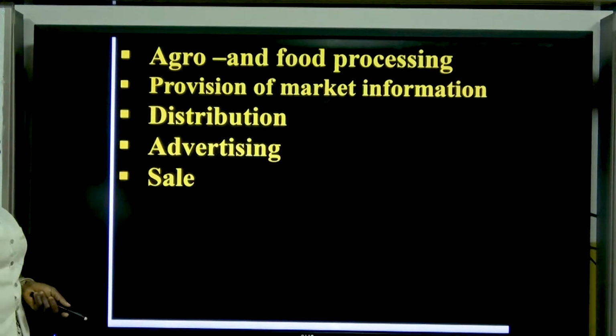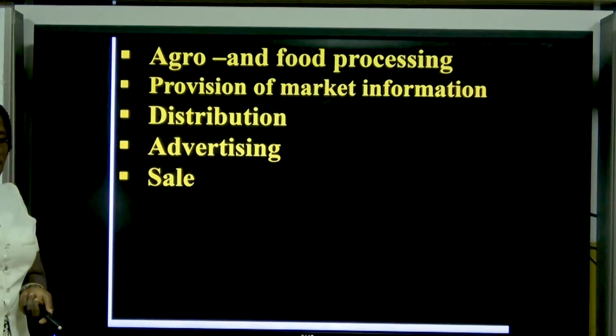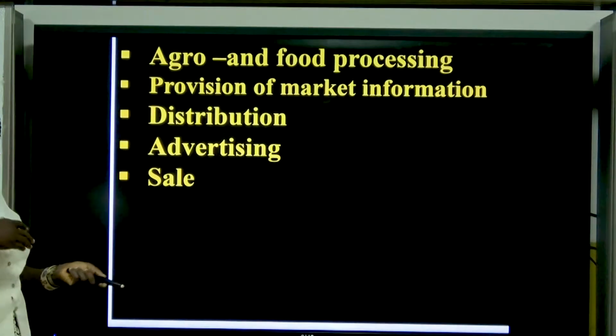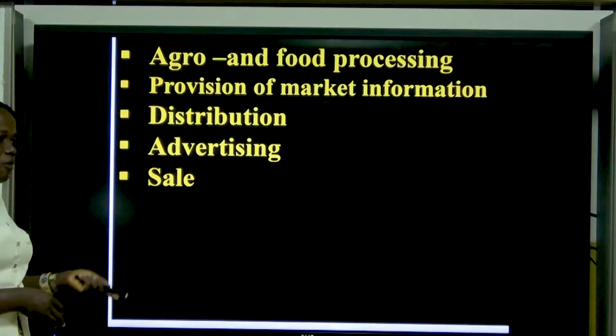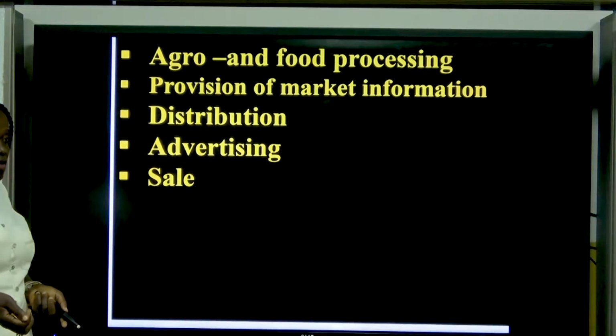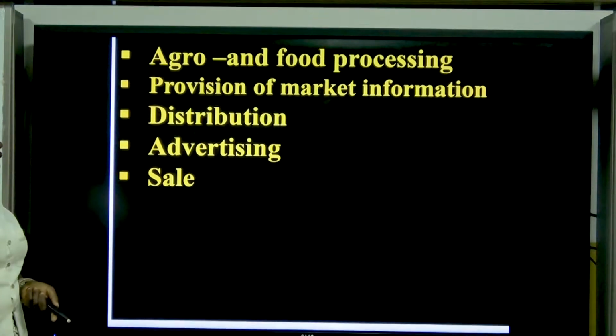We have agro and food processing. Yes, we have agro-allied industries that you sell those things to, and they produce another thing and change the form. If you carry your food crops to the agro-allied industry, they will turn them to food products, to juice, as the case might be. And so many things that if you take to the agro-allied industry, they process into another form. Then provision of market information, very, very important in agricultural marketing.